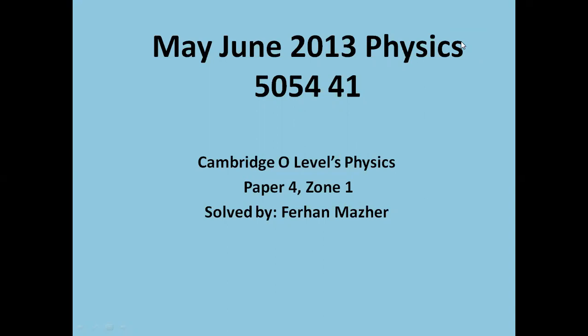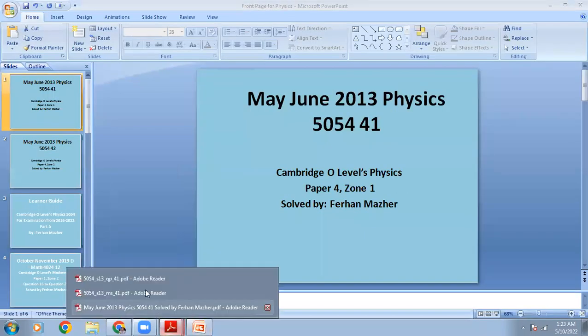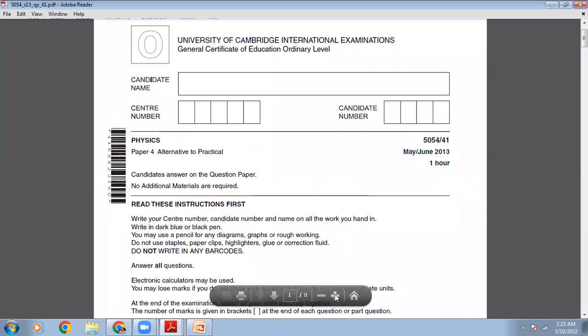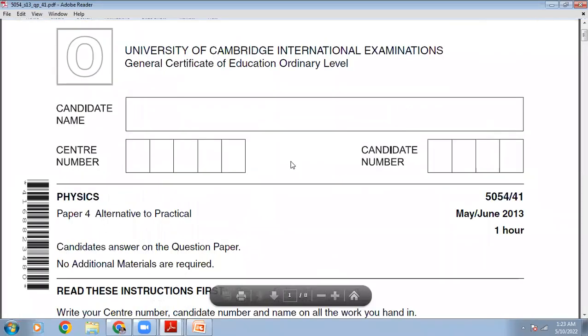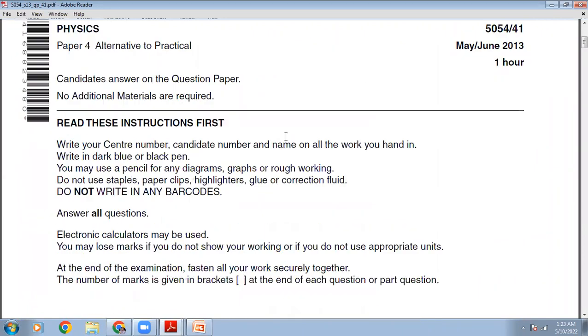And today we have set our hearts to solve ATP paper. And today we have selected May June 2013 for one paper. This paper 4 belongs from the zone 1 or the variant 1. The time allowed for this paper is 1 hour. So let's start this paper. So on your screen, the paper is showing up. It's 2013, May, June for 1.